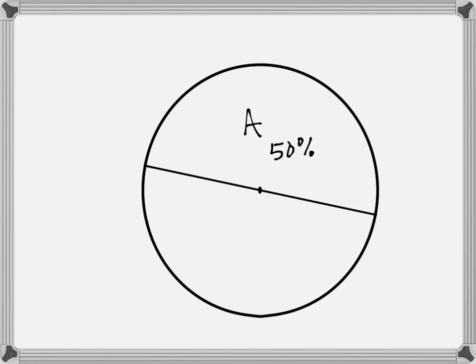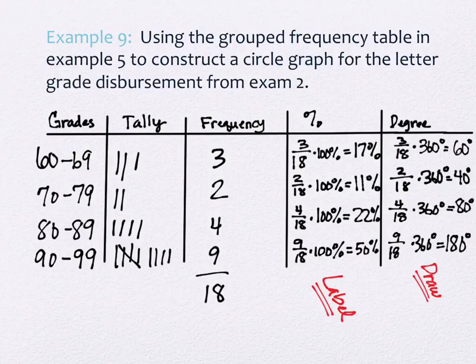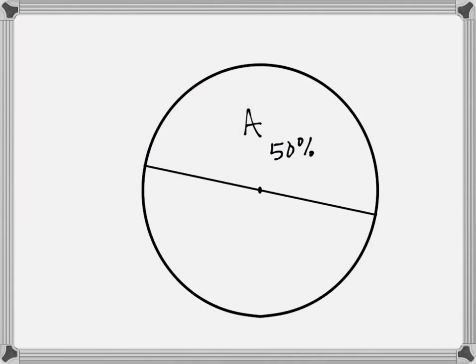The other one goes down: 180, 170, 160, 150. We want to use the one that's going up. And for the letter B, we want 22%. So we're going to go all the way around our circle until we get to 22%. If your protractor is too big or too small, it's fine. You can just make the mark where you need to make the mark, and then you connect it.